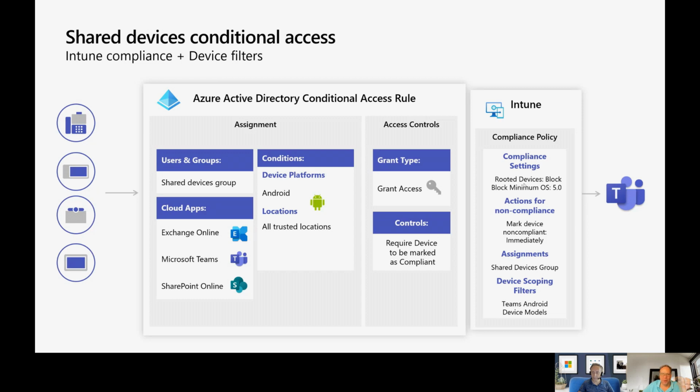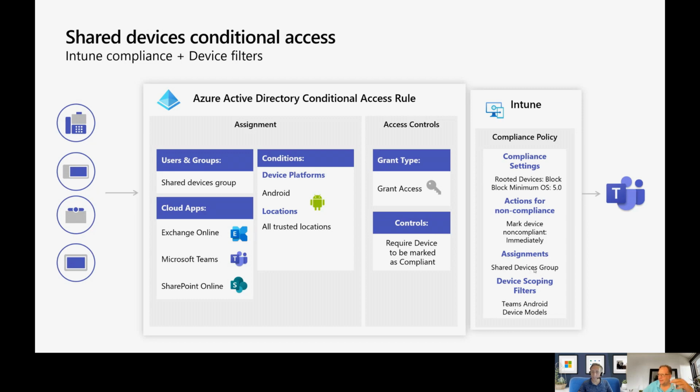And then this is what I want. I want to make sure that no rooted Android devices are allowed. So I don't want any rooting because then you can get malware and junk. Minimally OS version Android 5.0. We can probably do a later one, but I think there are some old Teams devices that go back to Android 5. If it's non-compliant, immediately mark it as non-compliant, so no grace period.